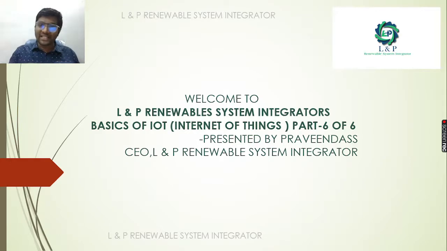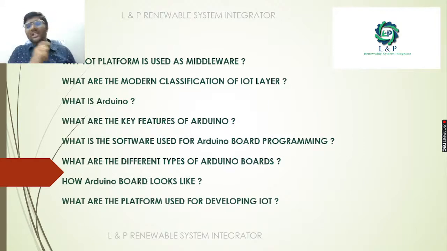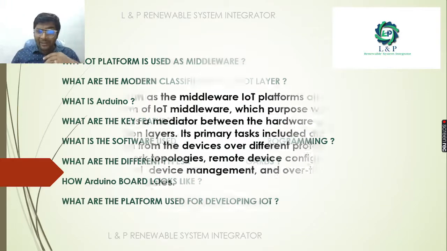Okay, let's get into part 6. What are the things that we are going to discuss in part 6 today? Why the IoT platform is used as a middleware, and what is the modern classification of the IoT layer, and what is Arduino, and what are the key features of the Arduino, what is the software used for Arduino board programming, and what are the different types of Arduino boards, how an Arduino board looks like, and what are the platforms used for developing the IoT.